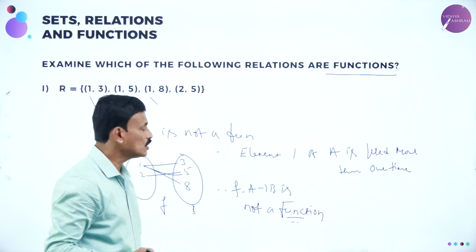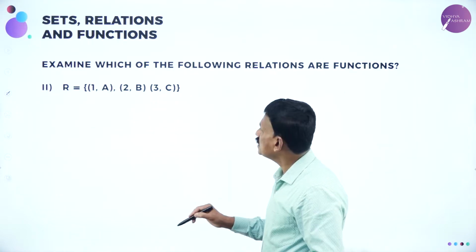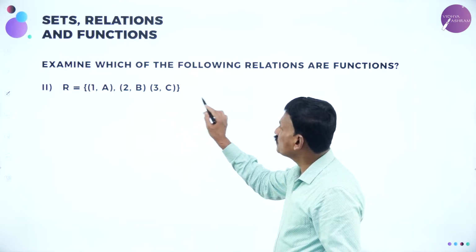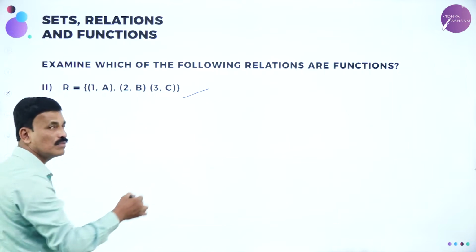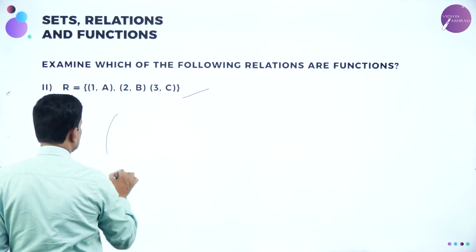That's it. Okay. Now come to the next problem. See here, different elements have different images. So we can say that this is a function. See, (1, A), (2, B) and (3, C). Therefore f is a function.